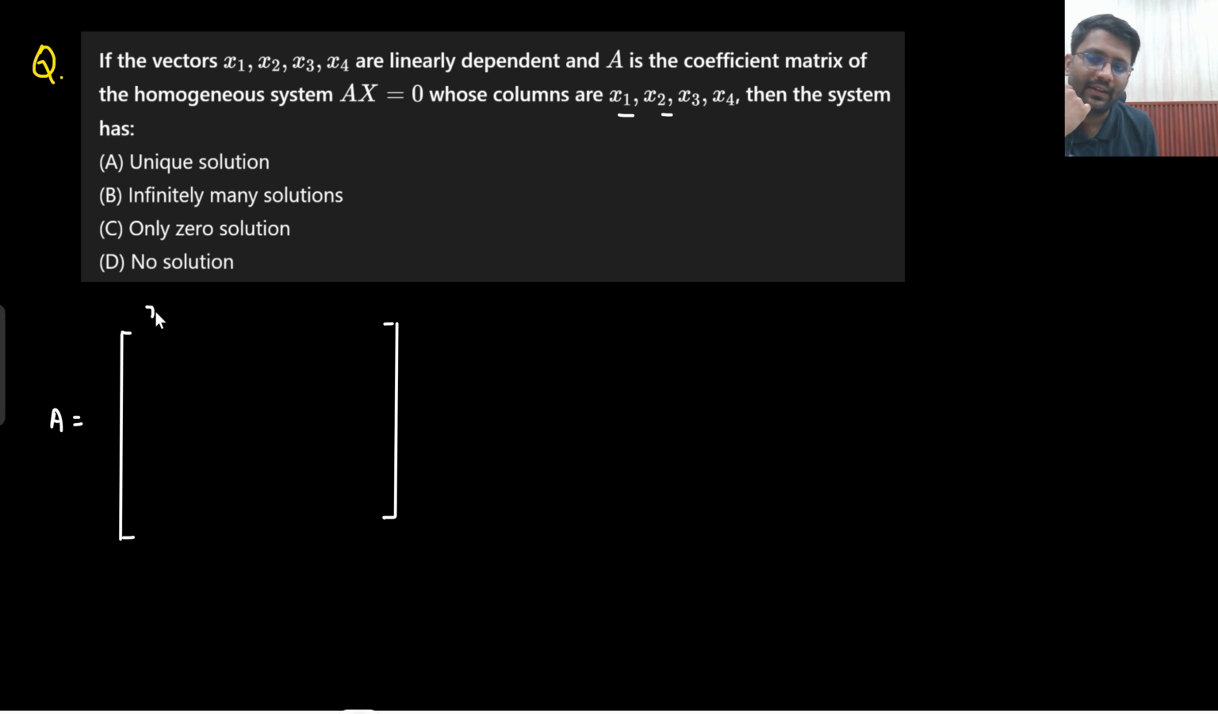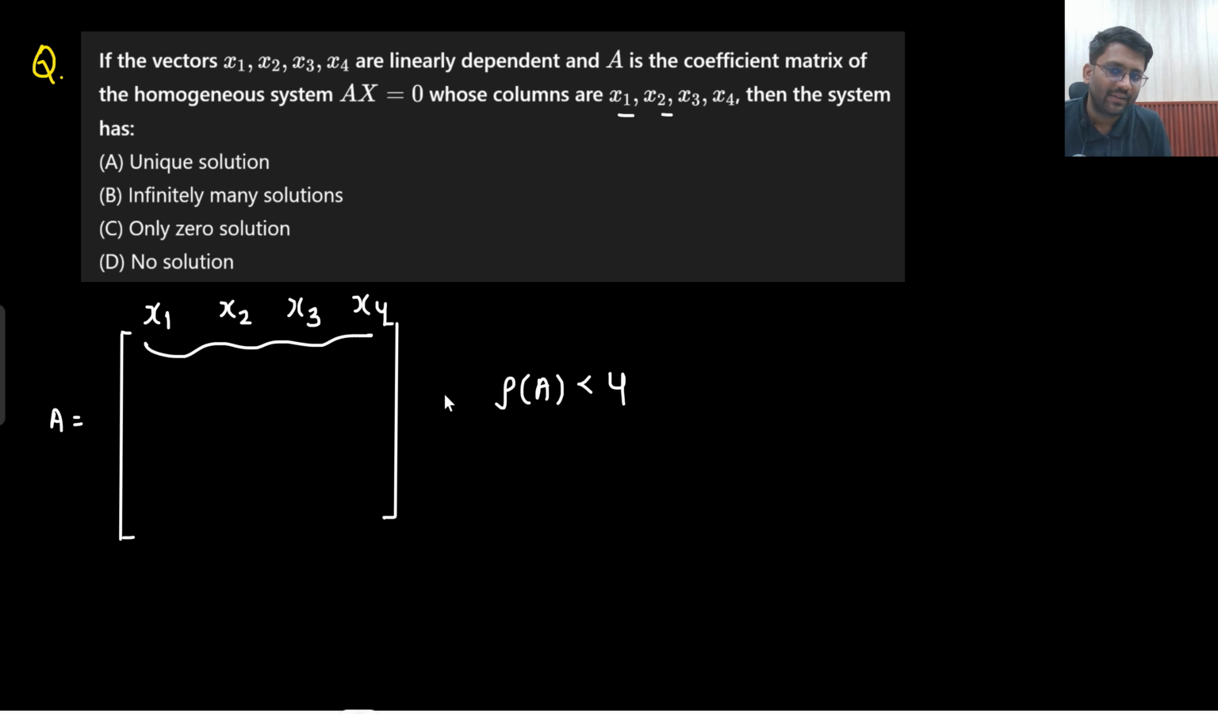Okay, this is your matrix A, where the columns are x1, x2, x3, x4. And they are saying that they are linearly dependent. What does that mean? That means rank of A is surely less than 4. Or they did not give the length here, then basically they are dependent. They are depending on each other. Are you able to understand this point? x1, x2, x3, x4 are depending on each other.